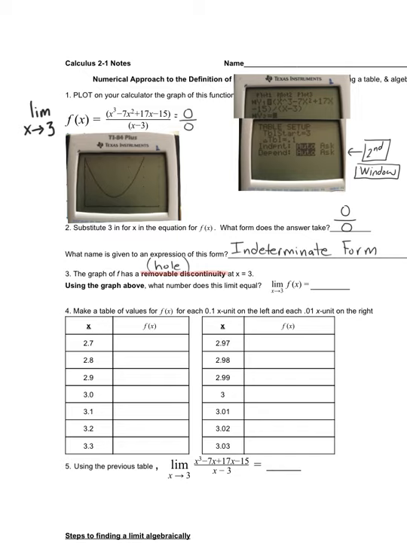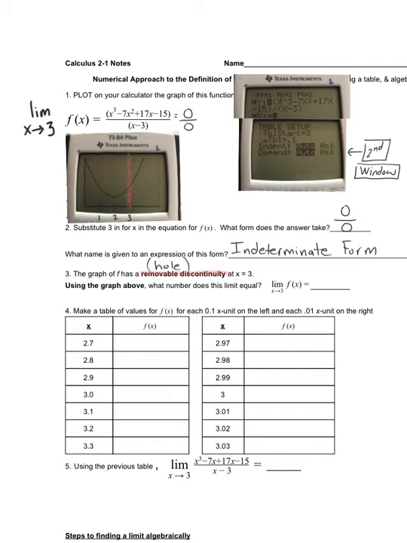All right, now let's find the limit. When we're looking for a limit using a graph, I like to put a vertical line through whatever number x is approaching. So here is x equals 1, 2, 3. So I'm going to put an imaginary vertical line through x equals 3.